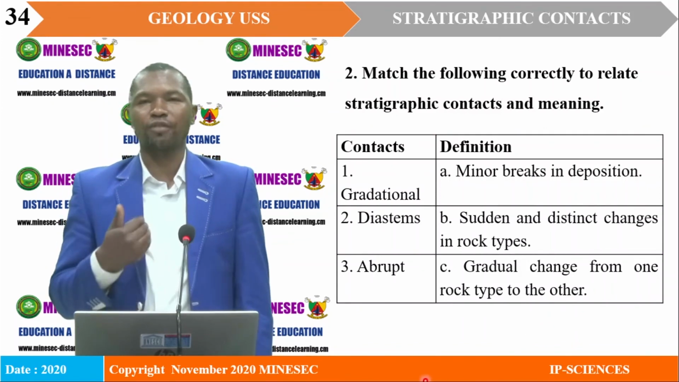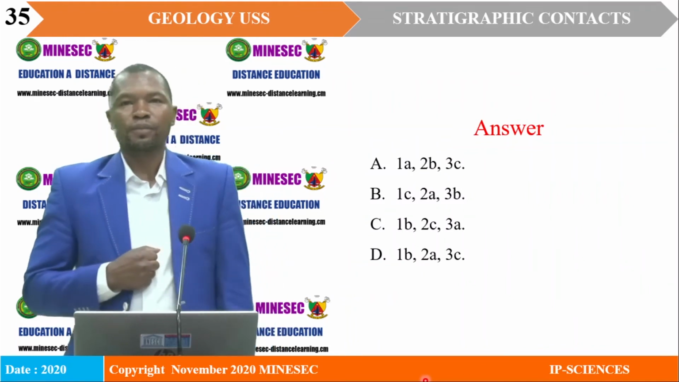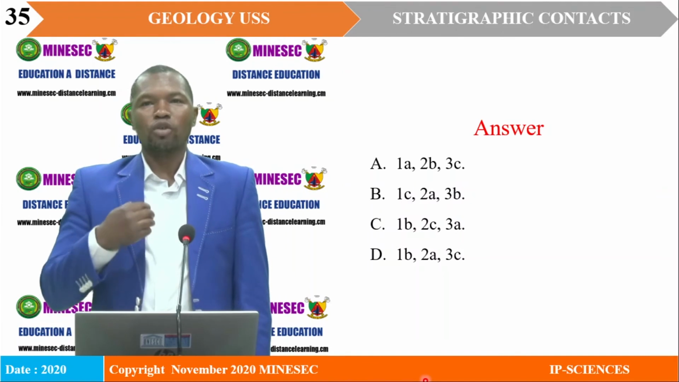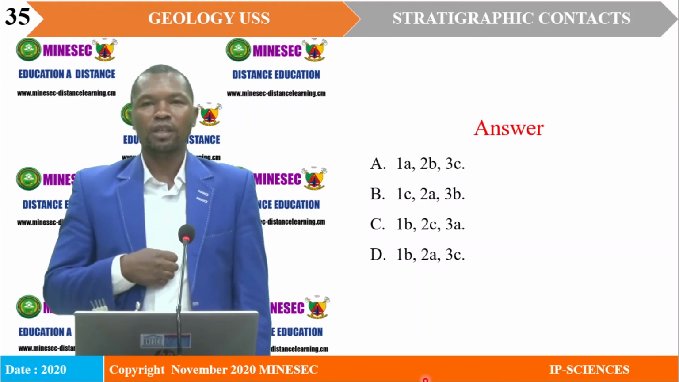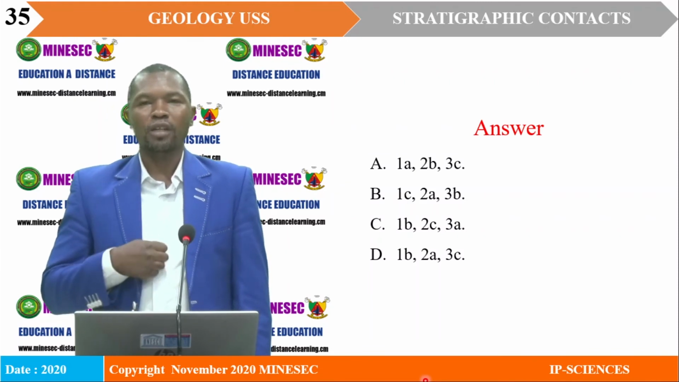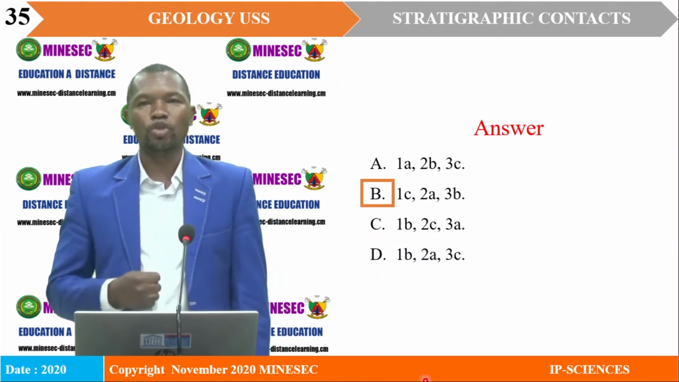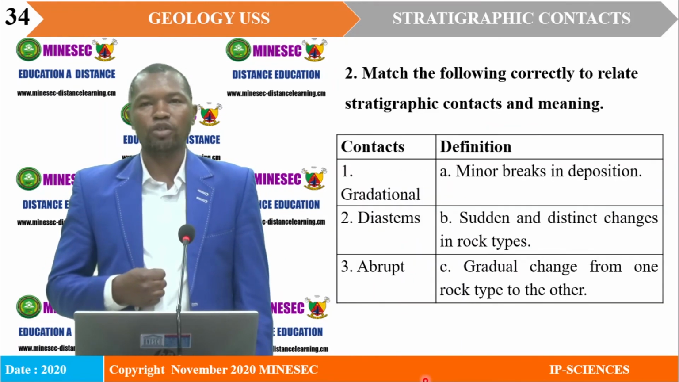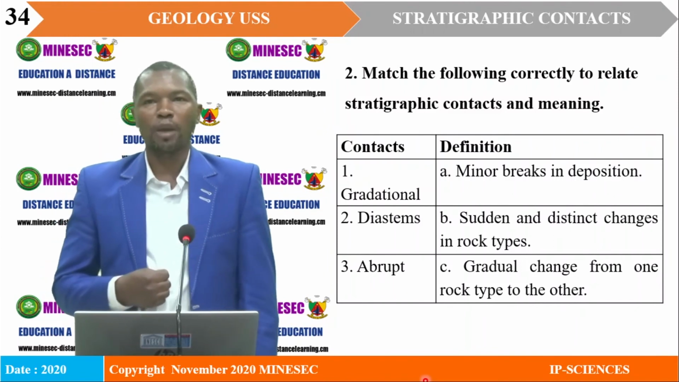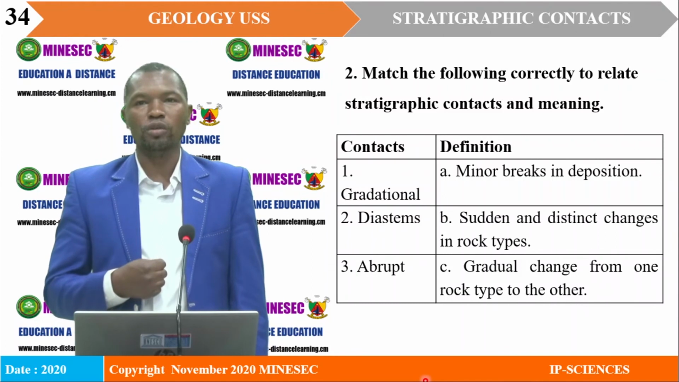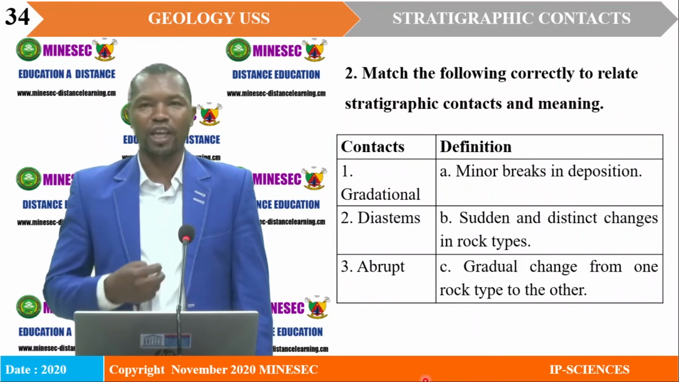As you reflect, remember that questions like this are to test our knowledge of the subject matter. The answer: we have the first proposal 1A, 2B, and 3C. Then the second proposal 1C, 2A, 3B. Then C, 1B, 2C, 3A. Then D, 1B, 2A, 3C. Our correct answer is B, 1C, 2A, 3B. If we get back to the table, you will realize that 1 corresponds to graduational contacts, while 2 corresponds to a minor break. Why 3 corresponds to B, which is sudden and distinct changes in rock layers.